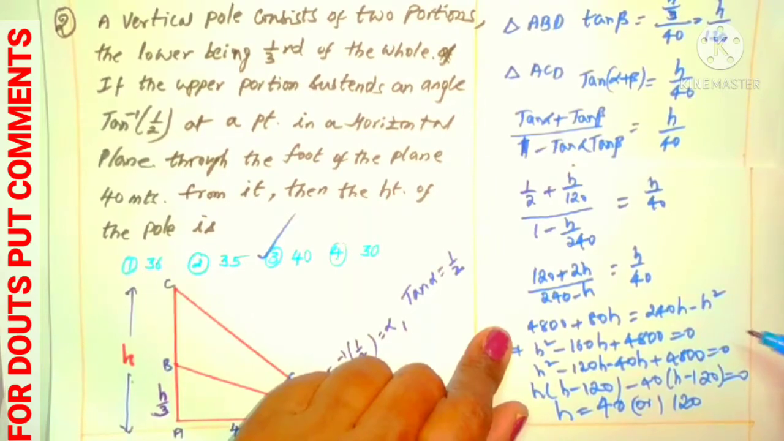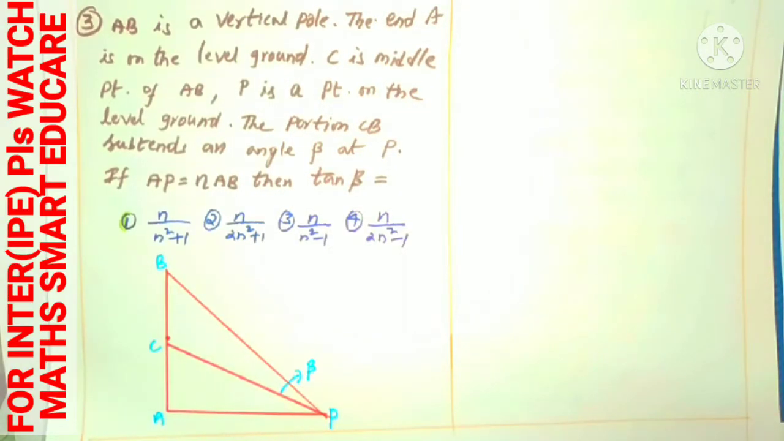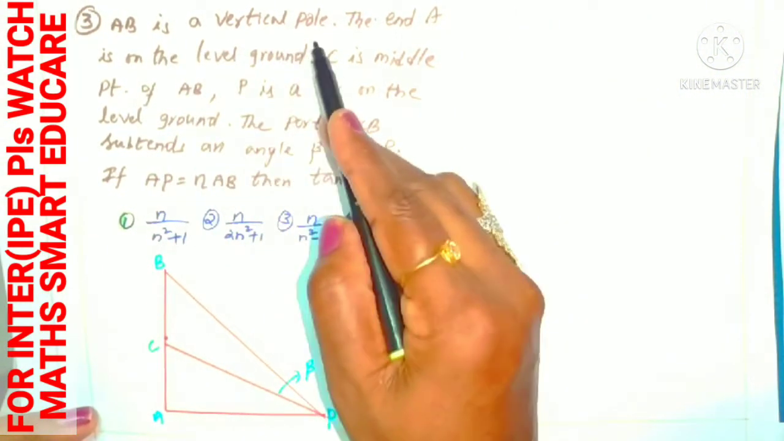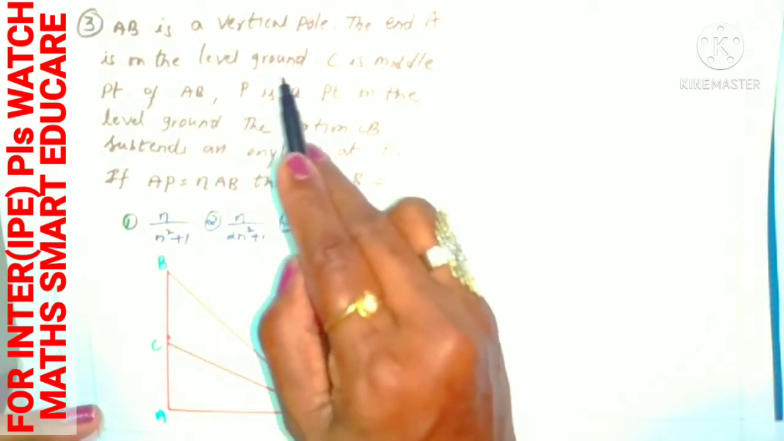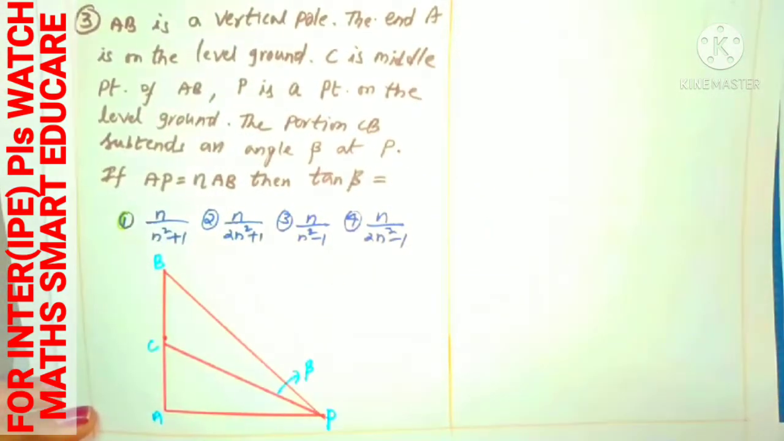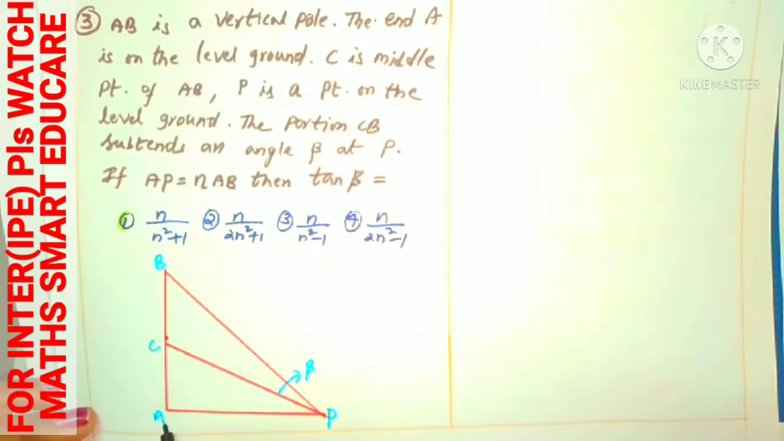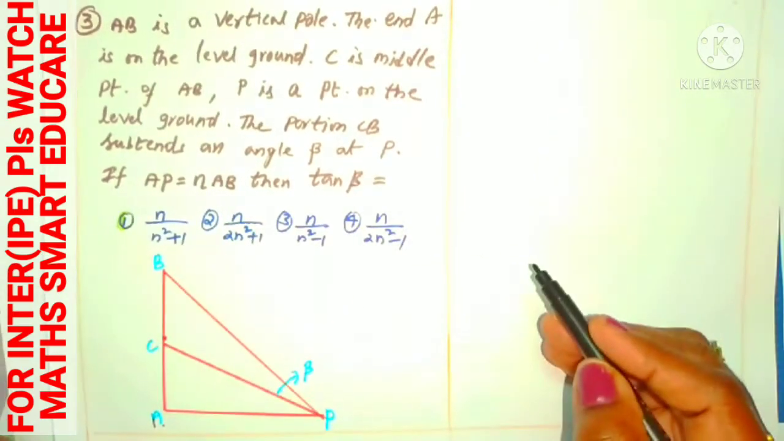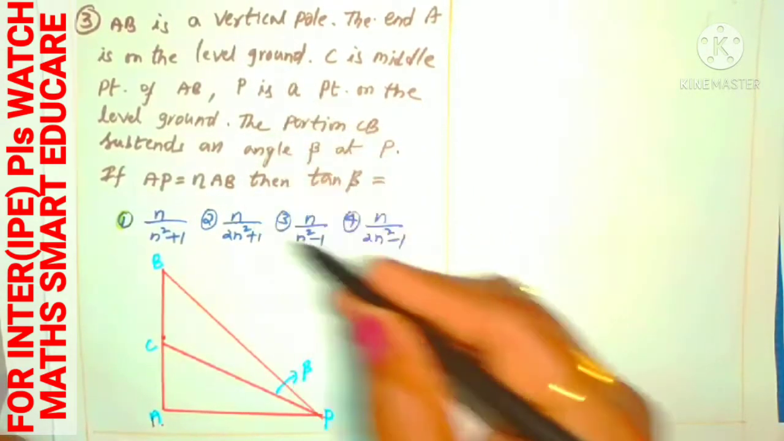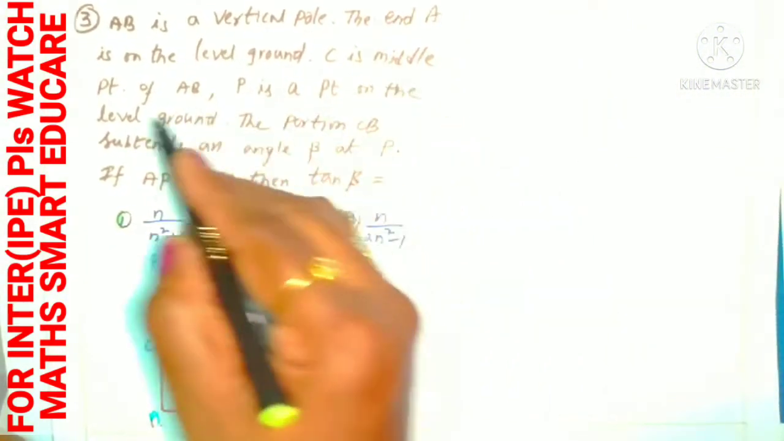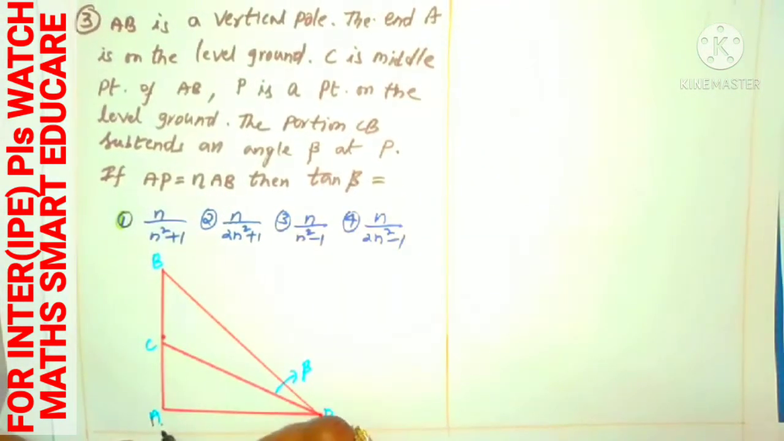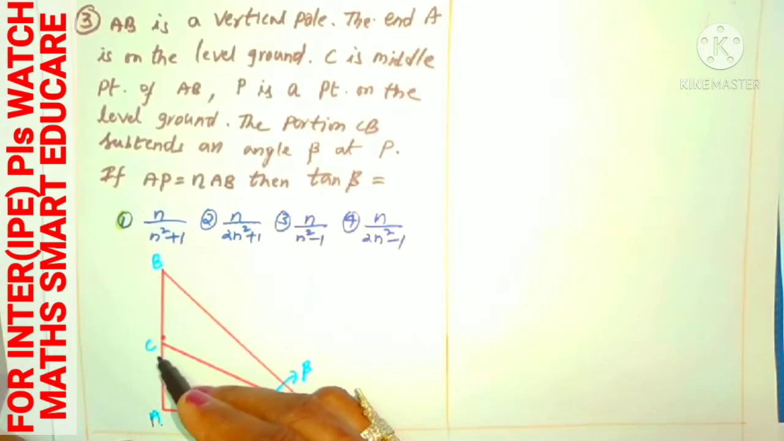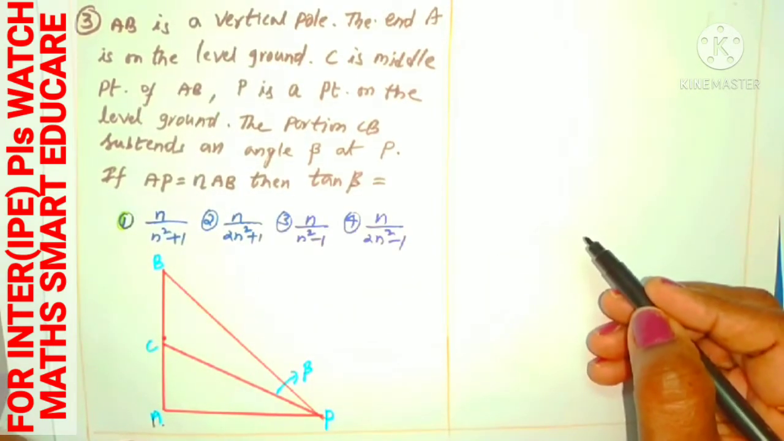We can come across some more questions. Now look at question number 3. What is the given data? You can understand here. First sentence: AB is a vertical pole. The end A is on the level ground. It is mentioned clearly that A is an end on the level ground. This is level ground, meaning A is the bottom and B is the top. The first sentence is over. What is the second sentence? C is the middle point of AB, meaning it is the midpoint of AB. In the sense that the AC distance is the same as the BC distance.